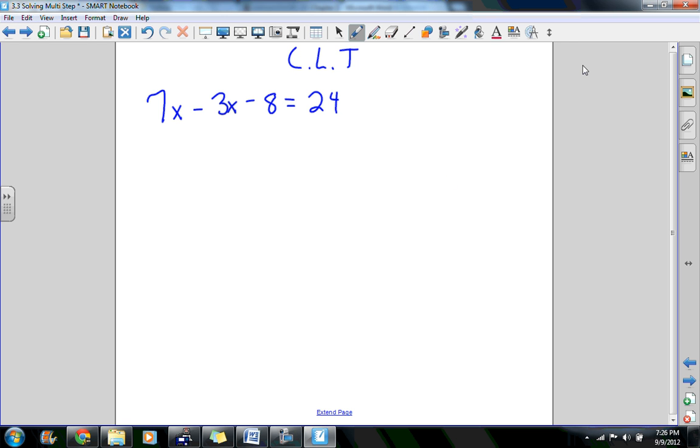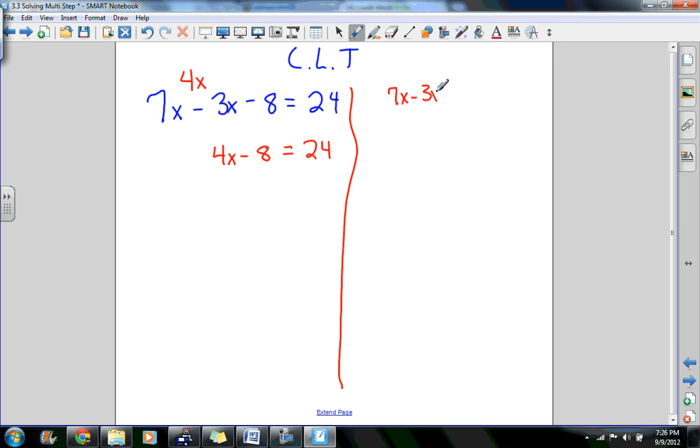Okay, this one talks about how sometimes we have to do a first step before we start. Now, there's 2 ways you can do this. You can either combine these 2 terms right away for 4x before you start, and then you would have 4x minus 8 equals 24. Or, and I'm going to do the other way over here, you could add the 8 right away to both sides, and then you would get 7x minus 3x equals 32. I'll show you that both of these will give you the same answer.